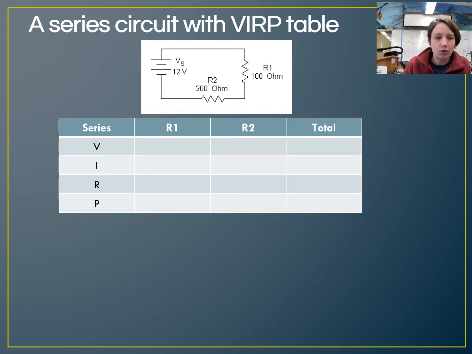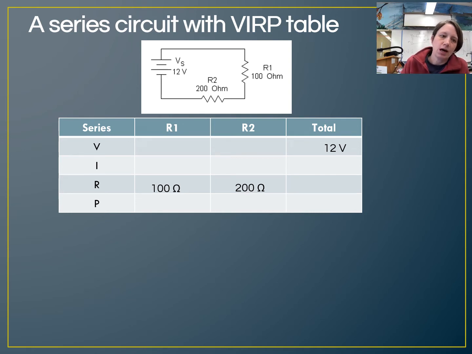The first thing that you're going to do is fill in all the known values. So we know R1 is 100 and R2 is 200, and I know that the voltage provided at the battery is 12 volts. So we're not at a place where we have 2 known values in any one column, so we need to figure out another thing.